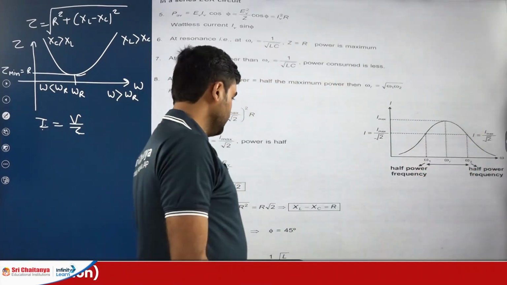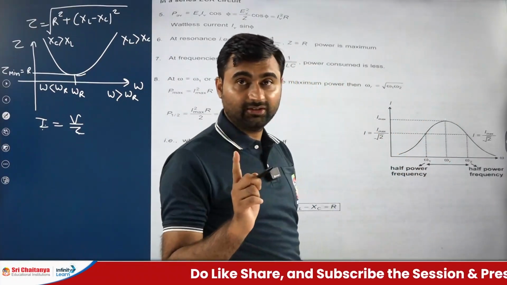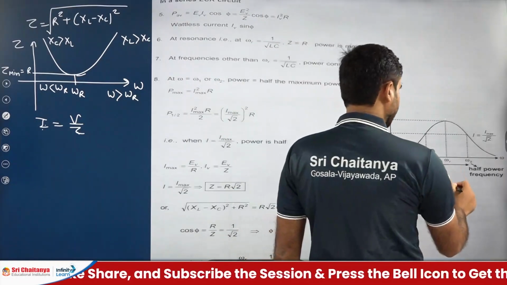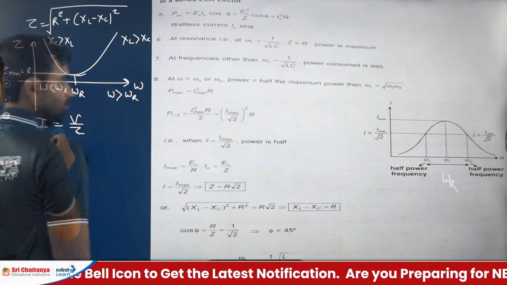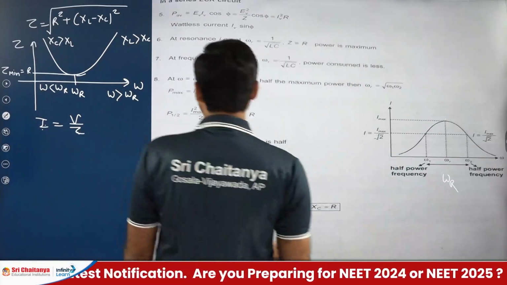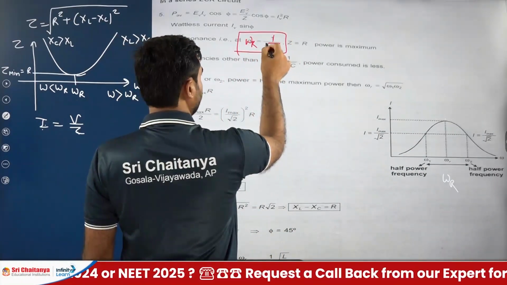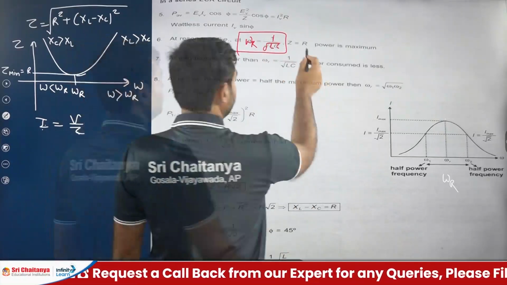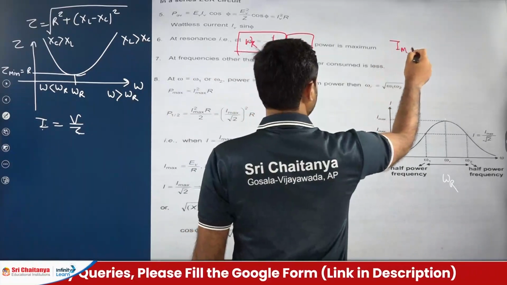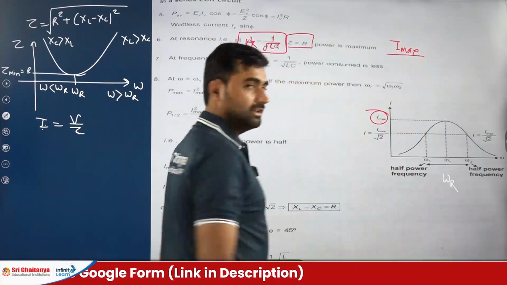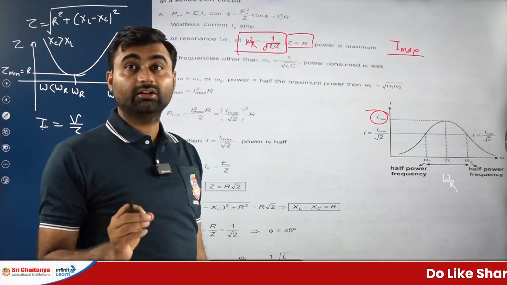Now here the current is maximum. Current maximum means at which frequency? Resonating frequency, and we know the value of the resonating frequency: omega r equal to 1 by root LC. At this time, the Z value is R and the current value is maximum. I is maximum. If current is maximum, then power is also maximum, because power equals I square R.